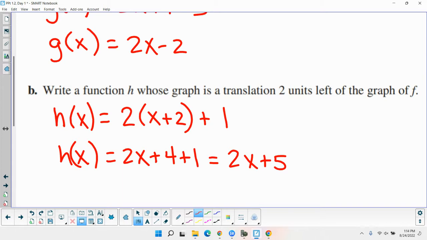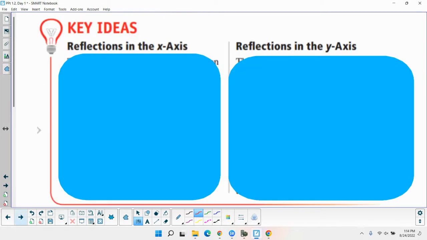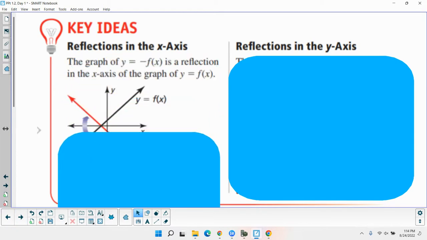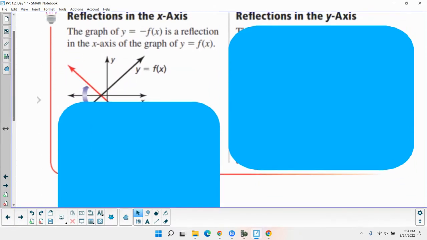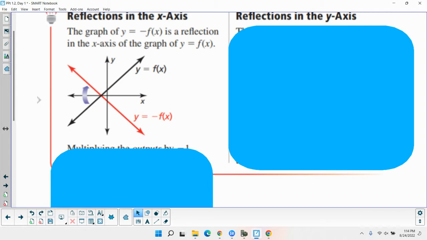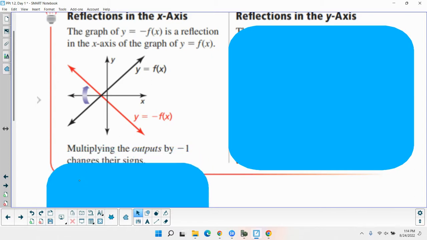Reflections. This stuff behind the shade, you can kind of understand better. All right, the graph of y equals negative f of x is a reflection in the x-axis of the graph of y equals f of x. The black one is the y equals f of x. The red one is y equals negative f of x. Multiplying the outputs. The outputs are what you get. The outputs of the y, or the f of x, I guess. Changes their signs. Okay?